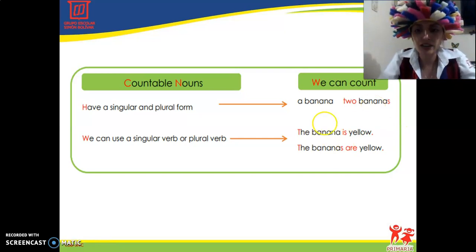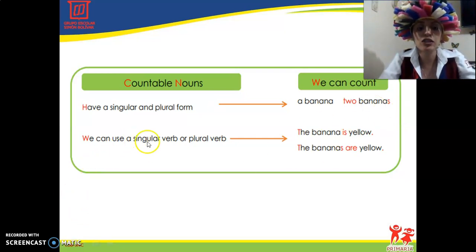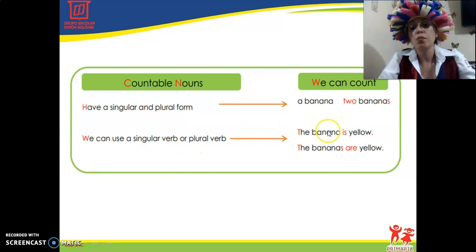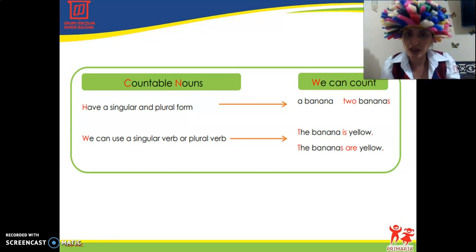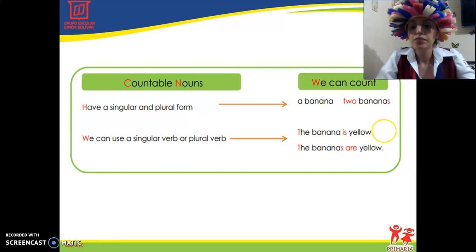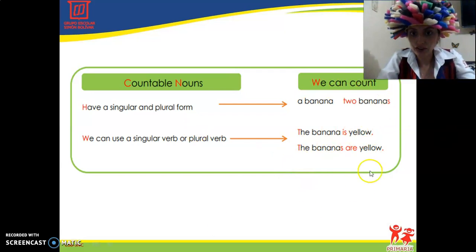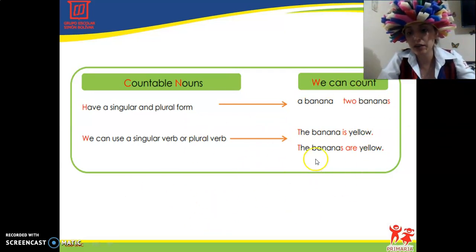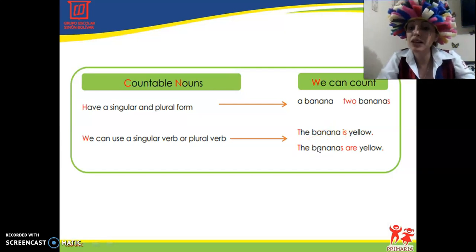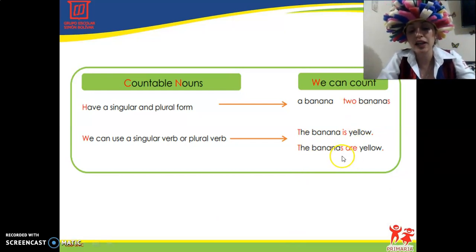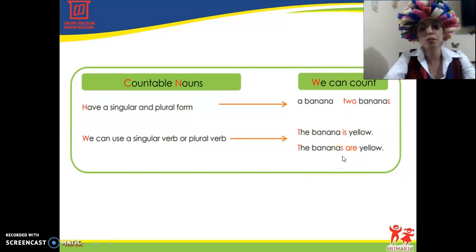So here it tells you we can use a singular verb or plural verb. The banana is yellow. Is for singular. Remember that is for singular, yes? The banana is yellow is for singular because we have the word banana in singular with is, which is also singular. Then we have the bananas, plural. The bananas is in plural. Are is in plural too. So, the bananas are yellow, okay? The bananas are yellow, guys.